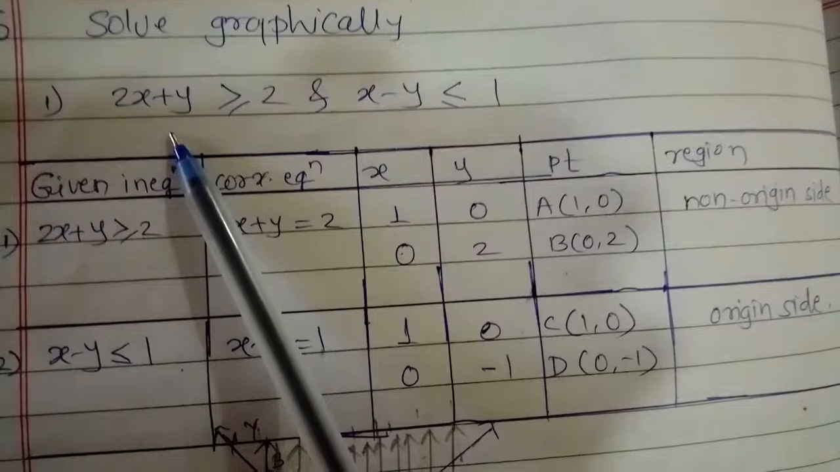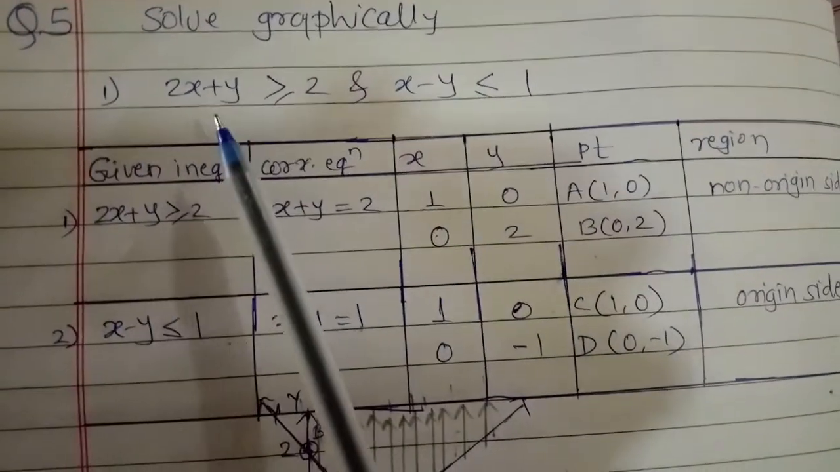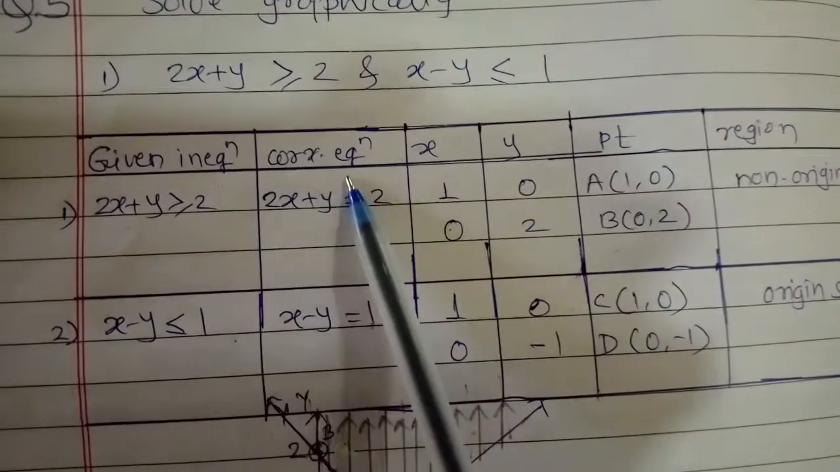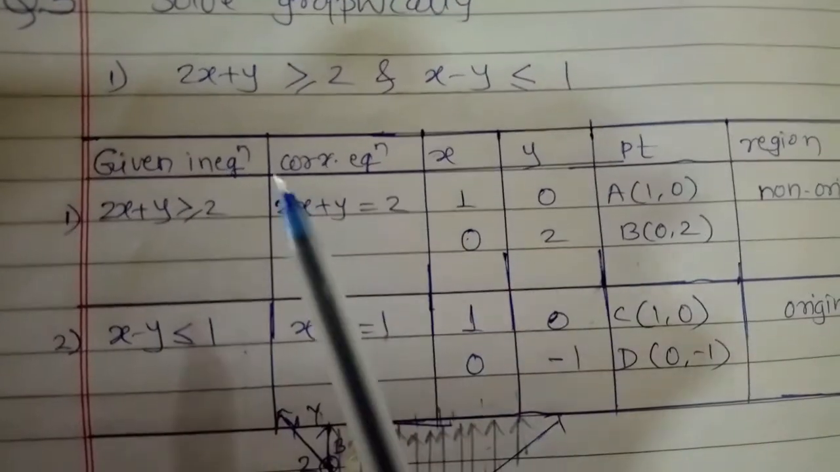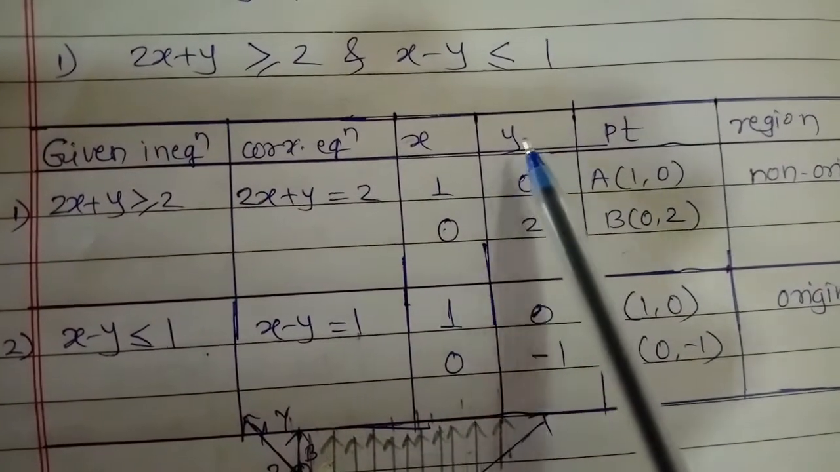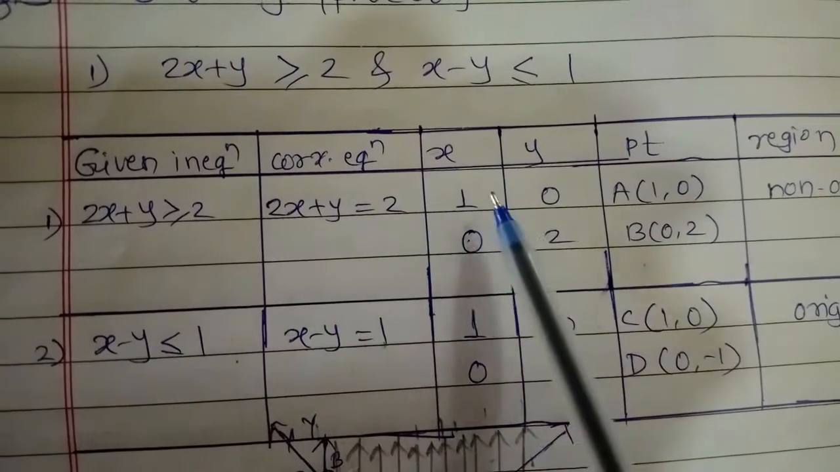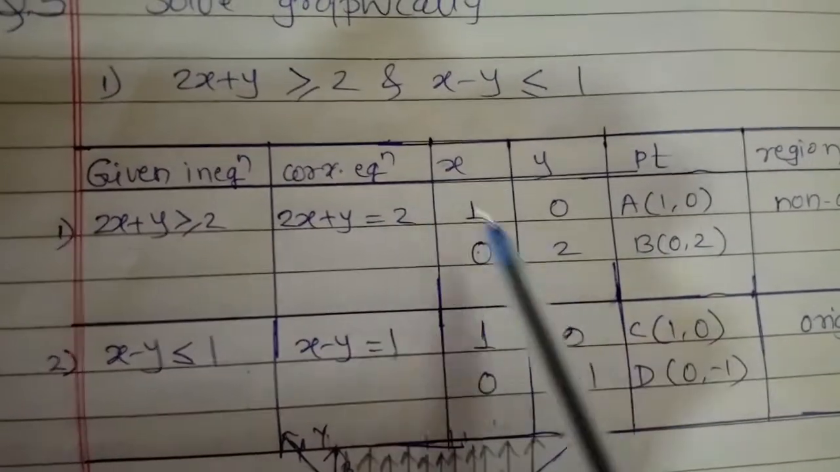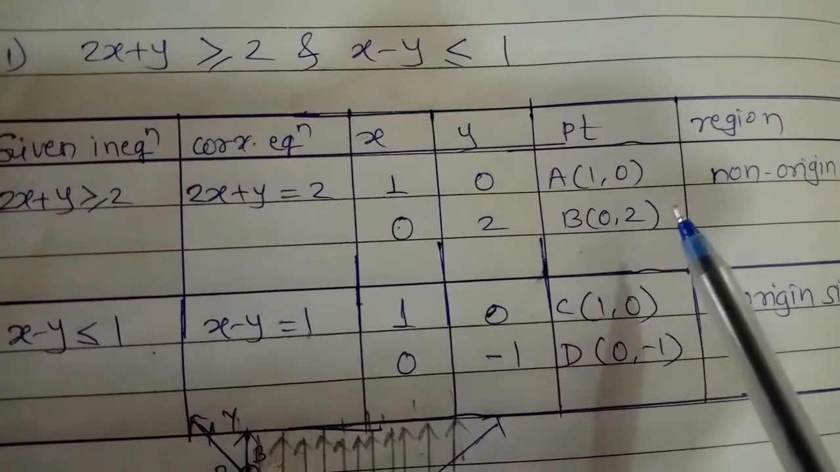So first we have to draw this table, similar to question number 4. So 2x plus 5, it is your given inequation, converted into the corresponding equation, that is we use the equal sign here. So first we put y is equal to 0 and find the x coordinate, and after that put x is equal to 0 and find the y coordinate. So here we get a as 1 0 and b as 0 2.